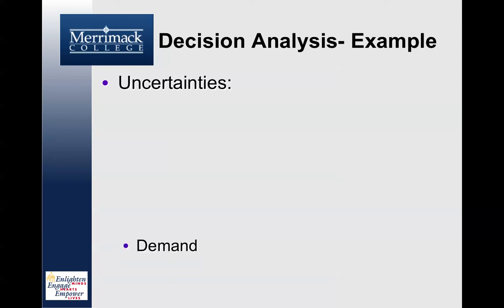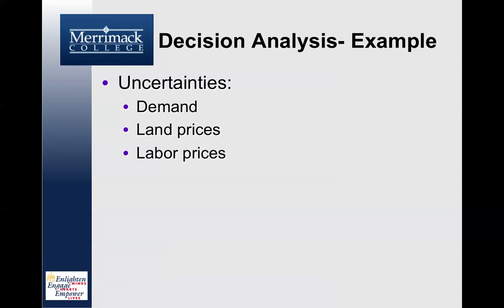So for the garage case, of course, the first uncertainty is obvious, the demand. We've talked about that. But let's say in the Boston area, look at the volatility of the real estate market, right? So land prices could be an issue. Also, in this economy, labor costs could fluctuate significantly. So those are three sources of uncertainty. There are many others that we could look at.